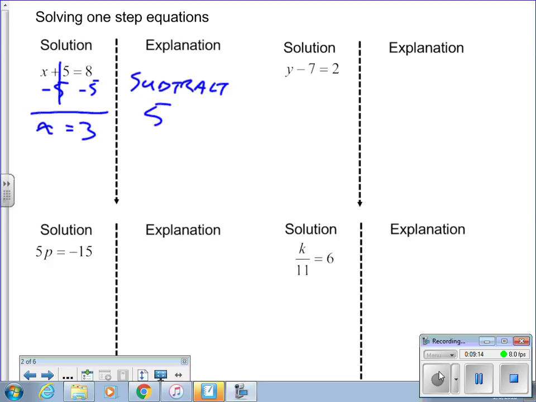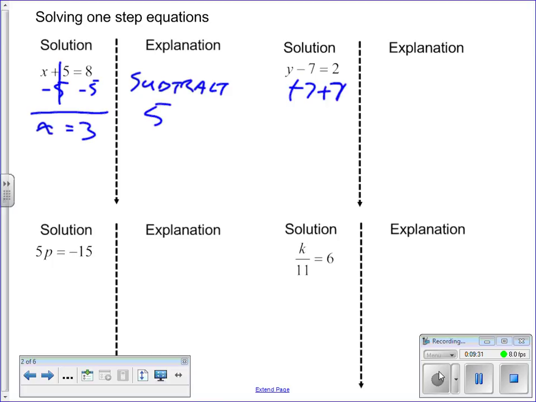Okay? So the next one, y minus 7 equals 2. What's this operation we're doing to y? It's subtraction. So what do we do to solve it? Add 7 to both sides.